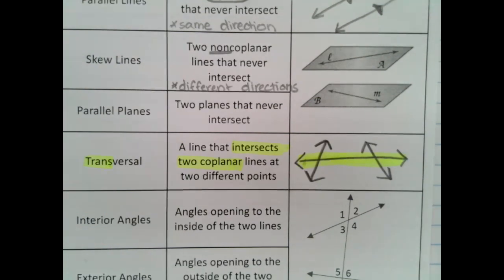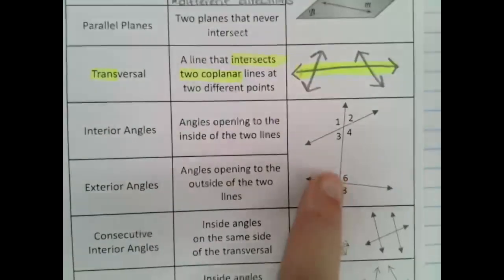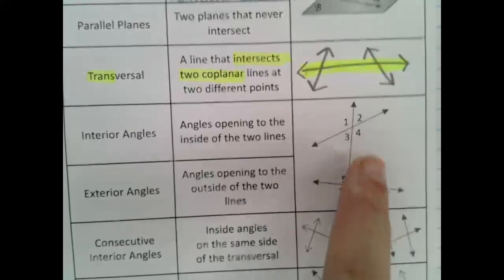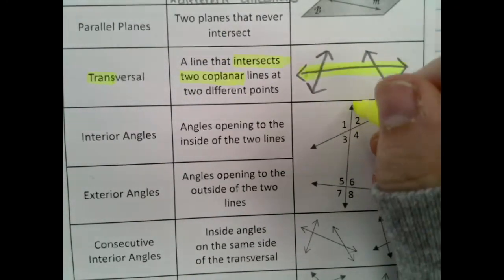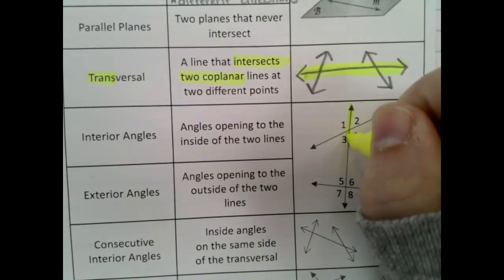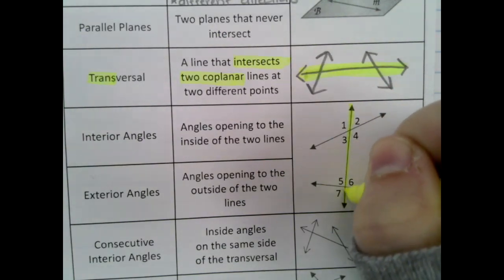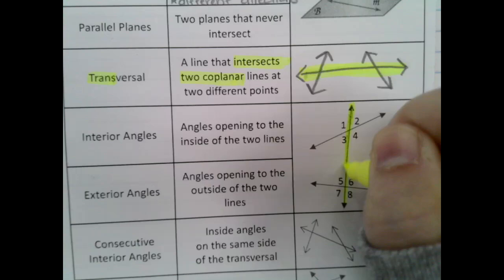All right, so as I take a look at my next one, this one we have the same picture for both. I'm going to highlight my transversal. I'm going to just keep that highlighter out because I'm going to keep highlighting. Transversal goes through that middle there. Touches both lines.